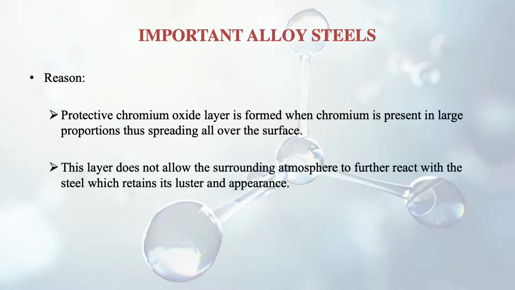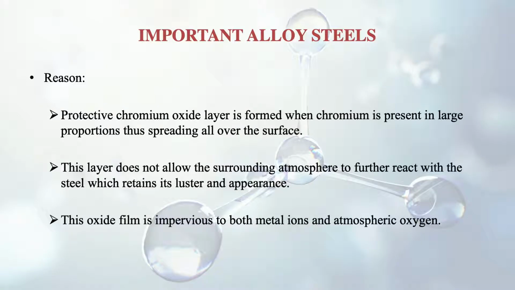Then what happens? This layer does not allow the surrounding atmosphere to further react with the steel, which retains its luster and appearance. So this layer of chromium oxide prevents steel from reacting with other things, so its appearance remains as such. This oxide film is impervious to both metal ions and atmospheric oxygen. So this layer helps to prevent the metal ions from getting into the structure of steel.